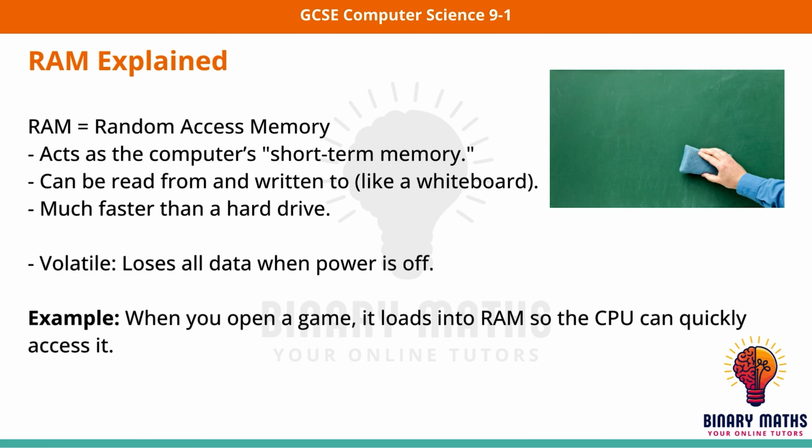RAM, or random access memory, is your computer's short-term memory. It's where everything you're actually using lives. Your open apps, your half-finished essay, even the operating system. The random access part means the CPU can grab any piece of data just as fast as any other, so there's no waiting. But here's the catch. RAM is volatile. Turn off the computer and everything vanishes. Imagine writing on a whiteboard during class. It's useful, but wipe it clean at the end of the day and it's all gone.